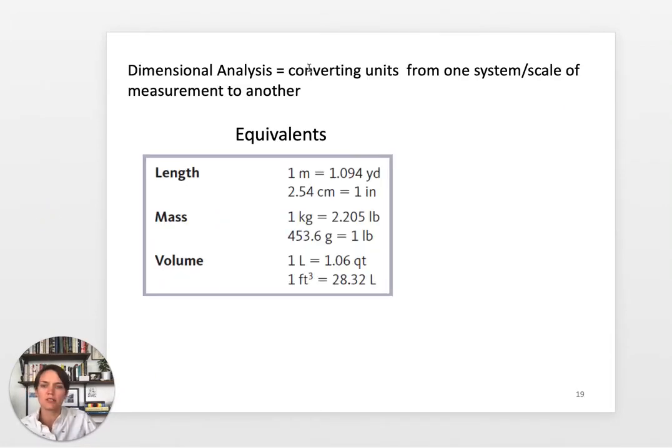So what we were just doing is called dimensional analysis, and it's when you're converting from one system or scale of measurement to another. The systems that we were just using were within the metric system, so they all make a lot of sense. It's just using those prefixes. But if we're also using the English Standard System, then we're going to have these equivalents. So for instance, 2.54 centimeters is equal to 1 inch.